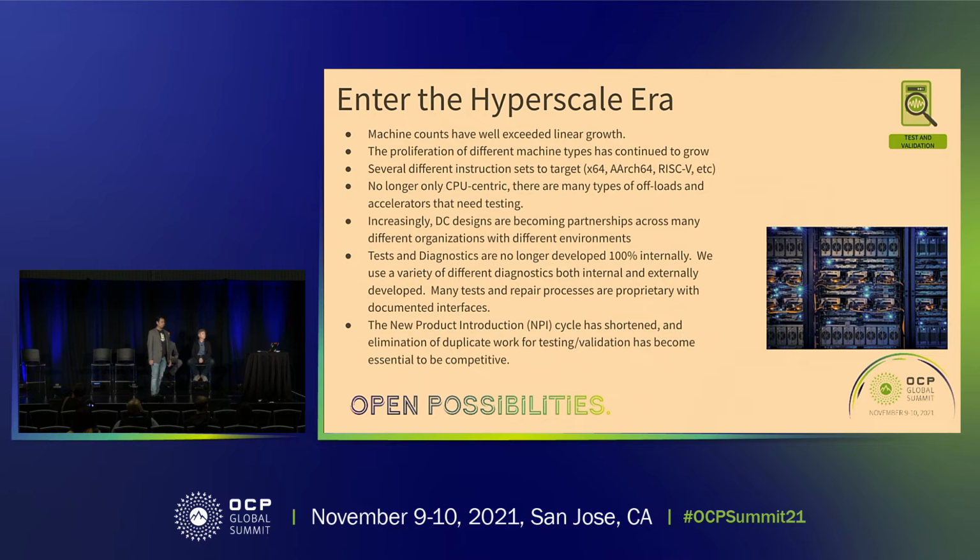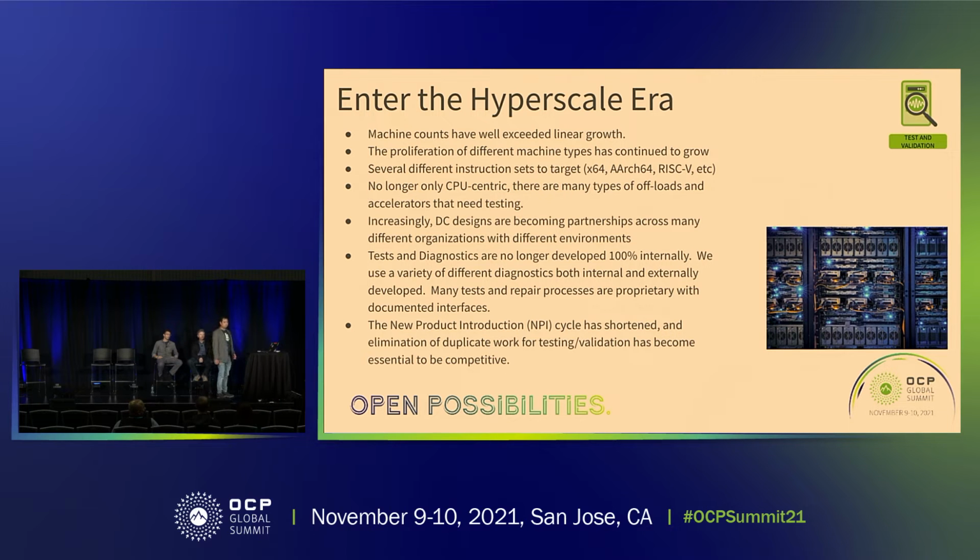So what happened then? We entered the hyperscale era. Machine growth has been phenomenal over the past couple of years. We now talk about things in scales that were unimaginable 10 years ago. Different machine types. We have so many different types. We have accelerator cards. We have storage units. We have so many different varieties of processors and things like that. It's no longer just CPU-centric things, right? It is actually a very different world that we deal with today.